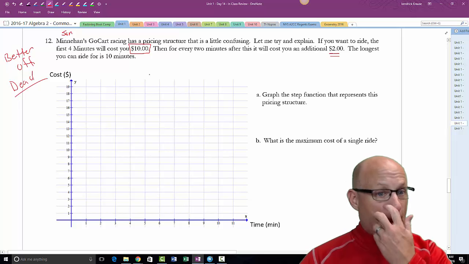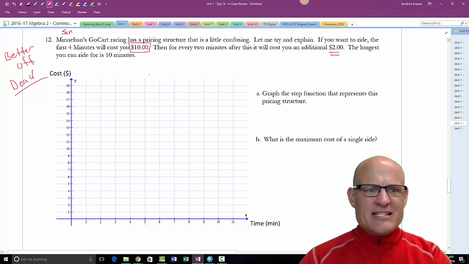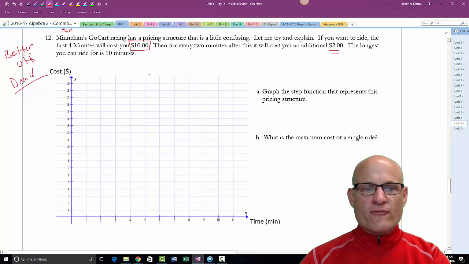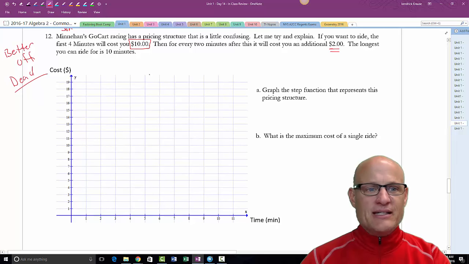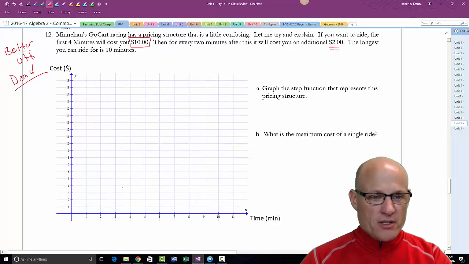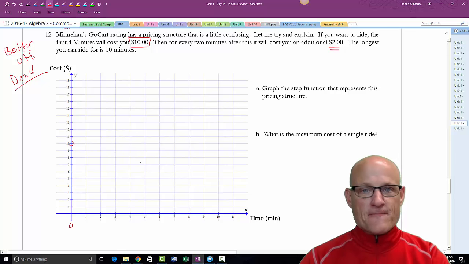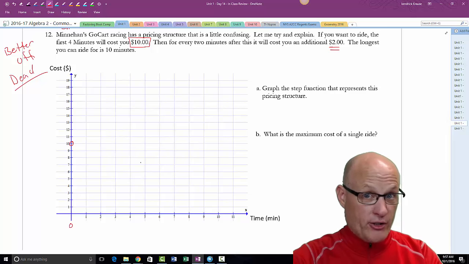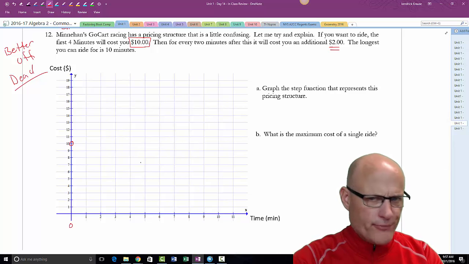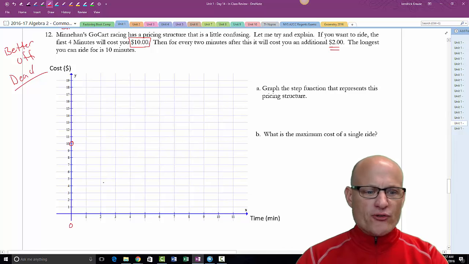It's with John Cusack. Okay, so the first 4 minutes are going to cost me $10. So I'm going to go up to $10. Now, if I don't ride 0 minutes, it's not going to cost me anything. So I can't put a closed circle here. I have to put an open circle here because if I choose 0 minutes, they can't say, "Hey, you chose 0 minutes. It's gonna cost you $10." No, that's not it. So for the first 4 minutes, it's gonna cost me $10.